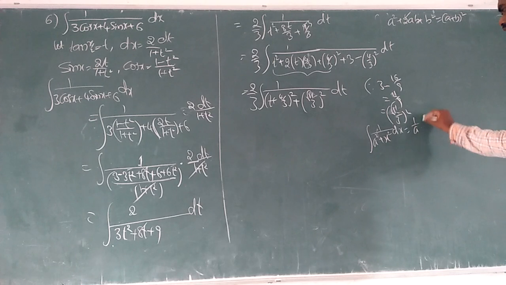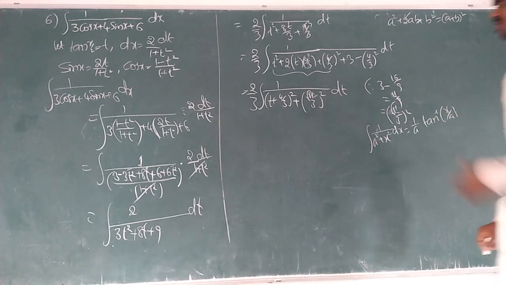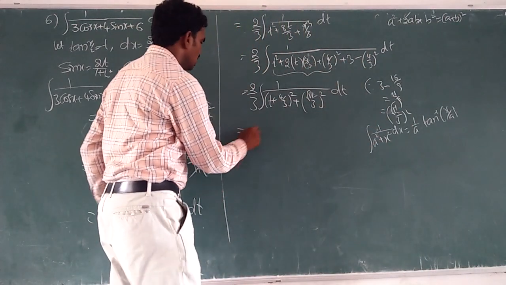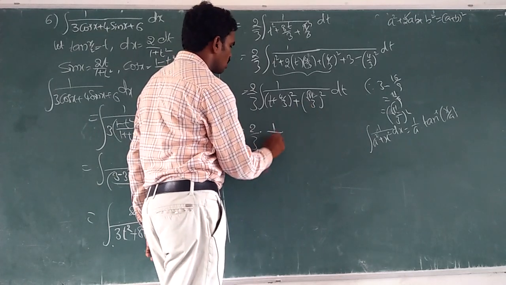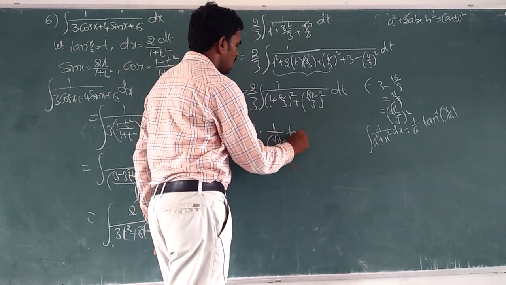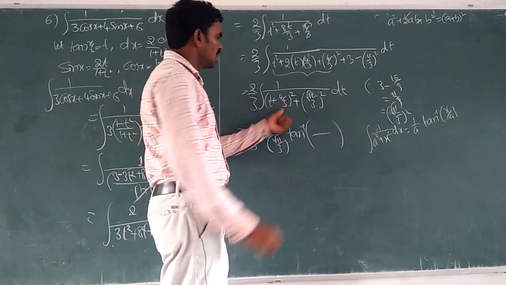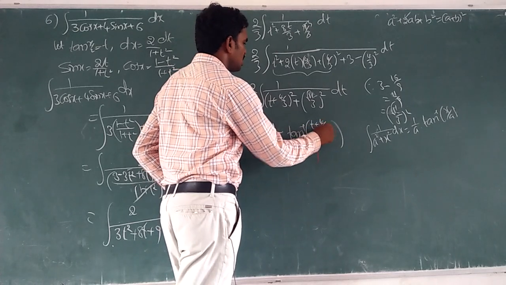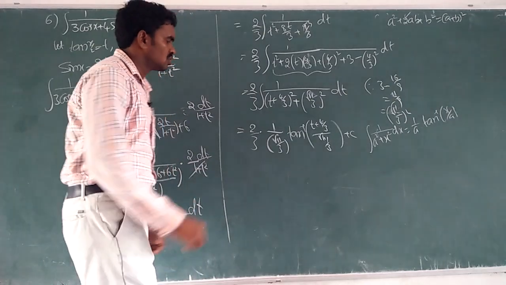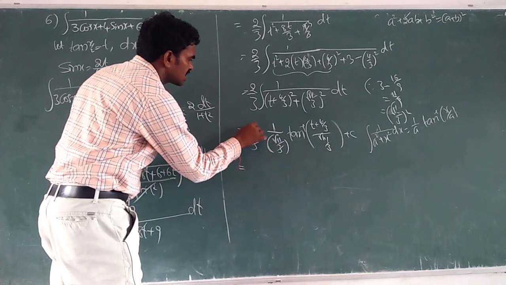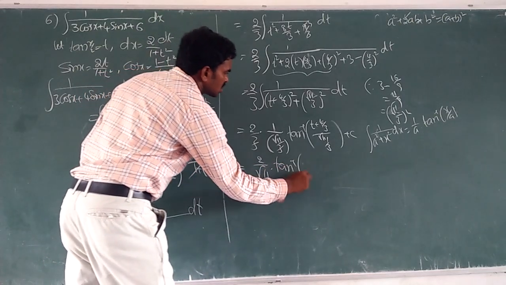What is the integration of 1 by a square plus x square dx formula? It is 1 by a into tan inverse x by a. So the same formula here also. 2 by 3 into 1 by a, where a means root 11 by 3, into tan inverse x by a. Here x means t plus 4 by 2, and a means root 11 by 2, plus c. So this is the answer. 3 gets cancelled. We get just 2 by root 11 into tan inverse.